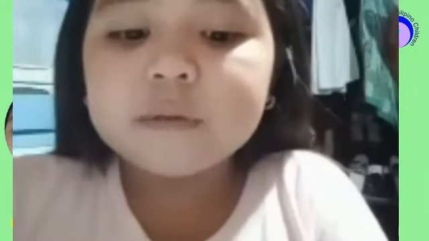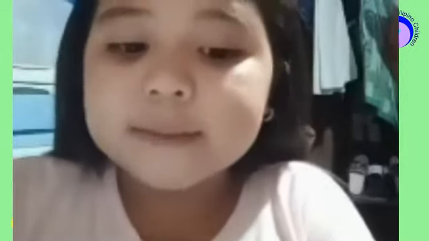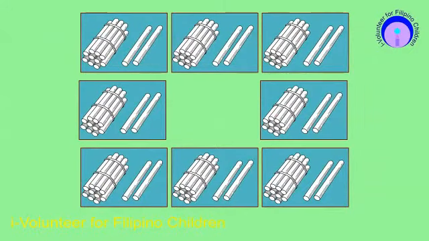8 times 12 is equal to 96. Today, what we will be discussing is to multiply a number by 12. And this is made easy for early learners like you. Here is one way of getting the number of groups.